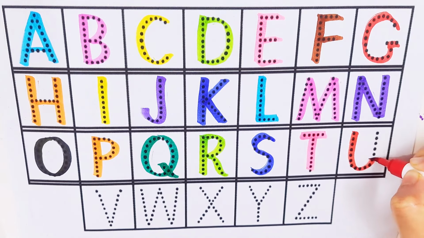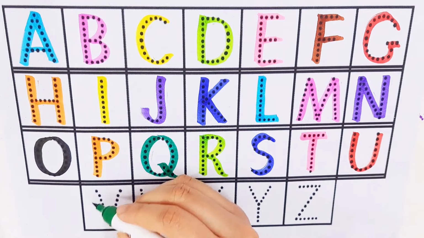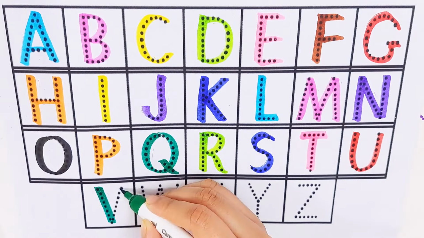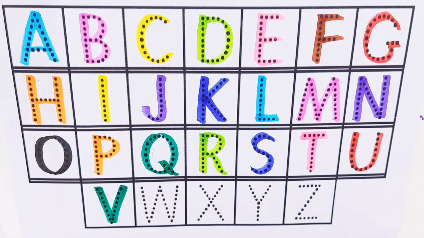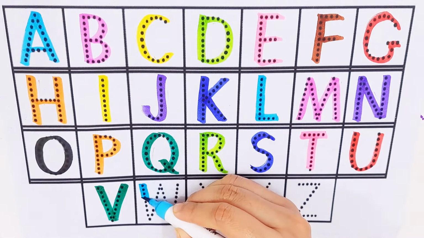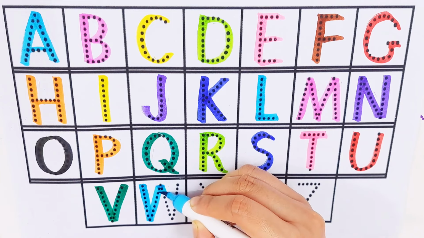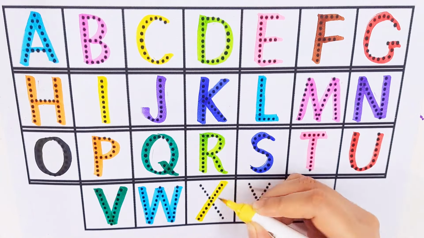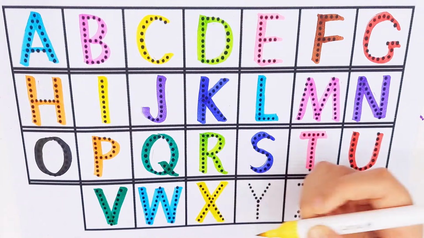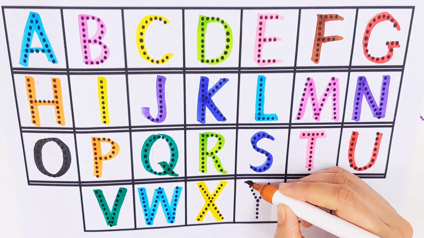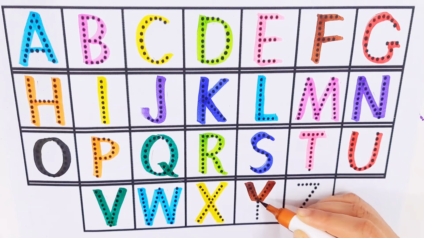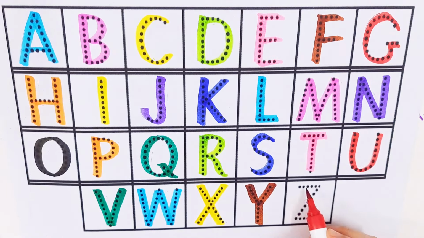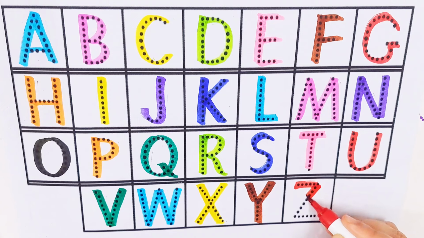U for unicorn. V for vulture. W for watch. X for x-ray. Y for yam. Z for zoo.